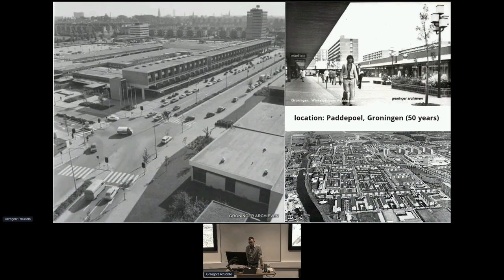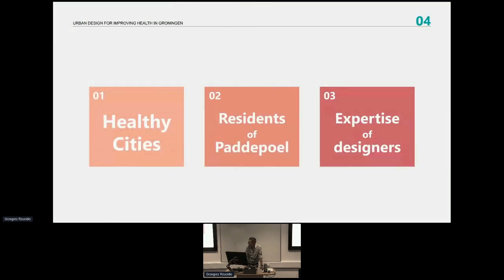The area we're talking about is the Paddepoel area. It's a 1960s, 70s area, post-war neighborhood, as we have many in the Netherlands. And you can recognize it by a big shopping mall, which has a regional function, some high-rise buildings and some stamps, so repeating patterns in housing. And mostly these neighborhoods do not look too bad, actually. There's a lot of green, there's a good accessibility, but there are some issues. And that's what we were going to figure out.